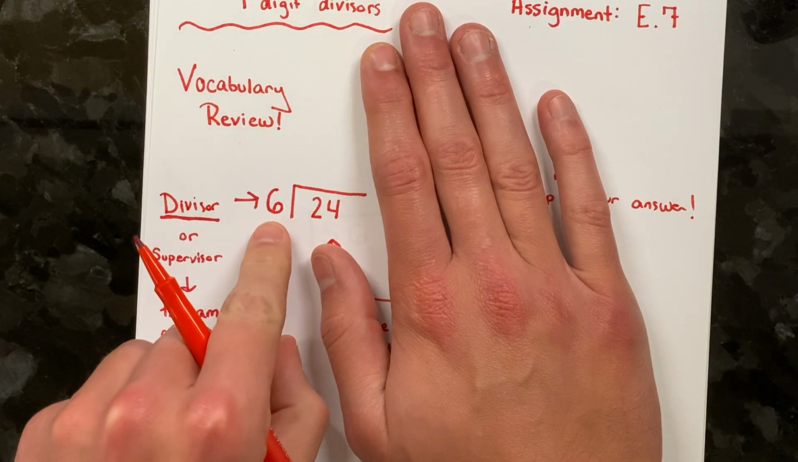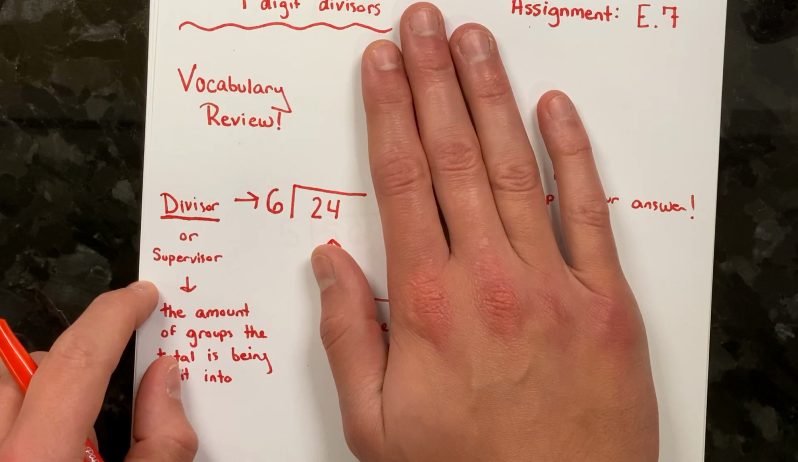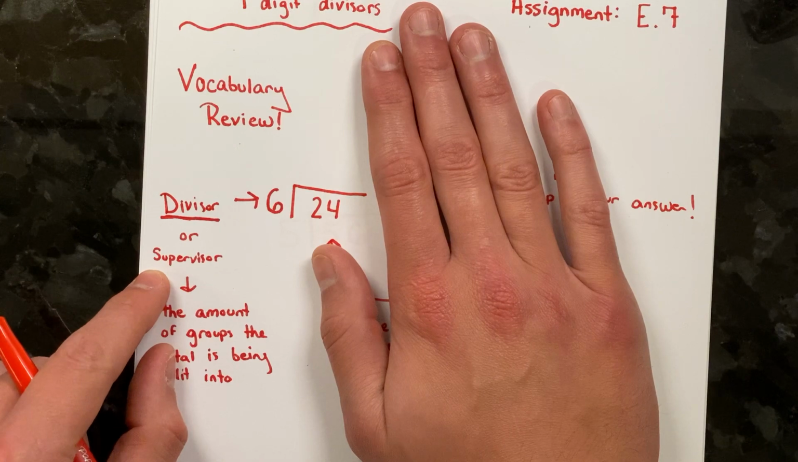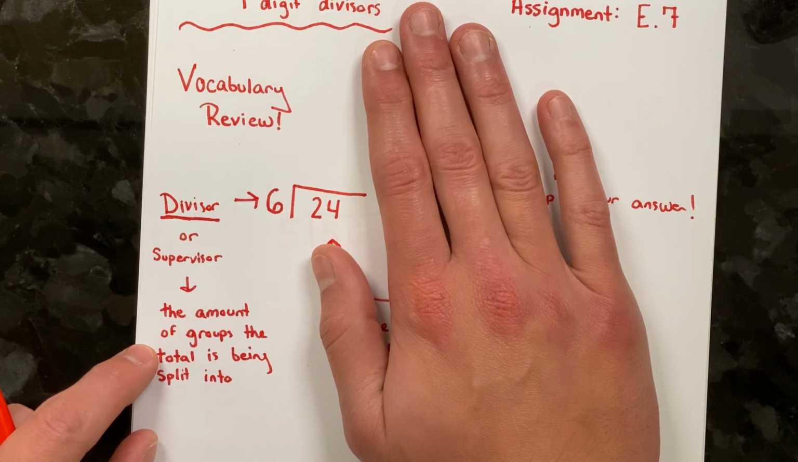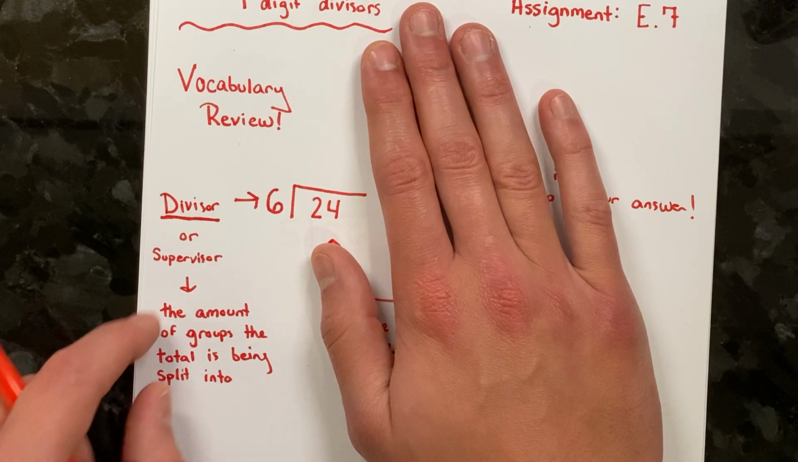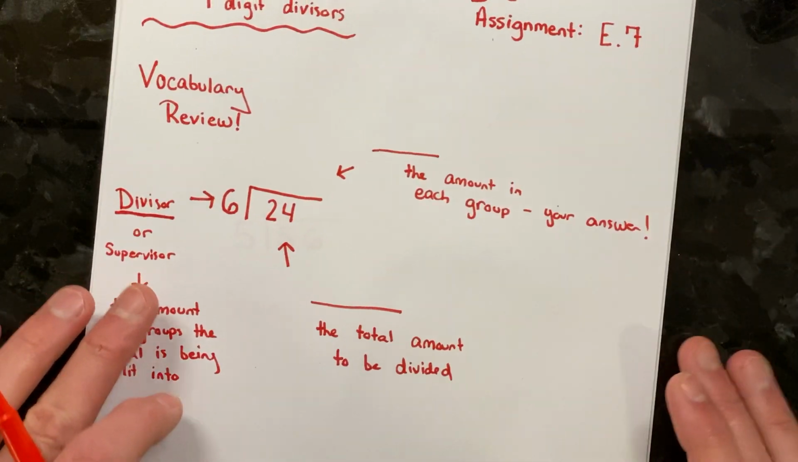The divisor is always the number that's on the outside of the box. You may know it as the supervisor if you've been listening with Mr. Hogan on how he says things. The divisor or the supervisor, and that's the amount of groups that the total is going to be split into. So this could be my jelly beans, and this could be the bags of my jelly beans, okay?